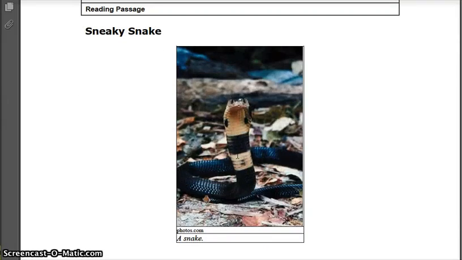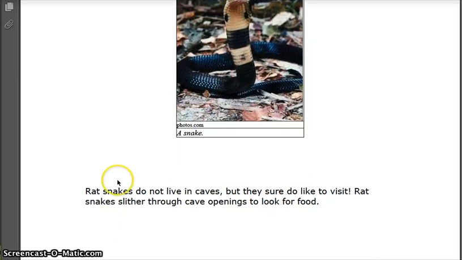Okay. And the last paragraph we'll read is "A Sneaky Snake." Rat snakes do not live in caves, but they sure do like to visit. Rat snakes slither through cave openings to look for food. So something that we learned here is that the rat snakes do not actually live in the caves, they just like to visit and go and look for food. So that's really important to remember.